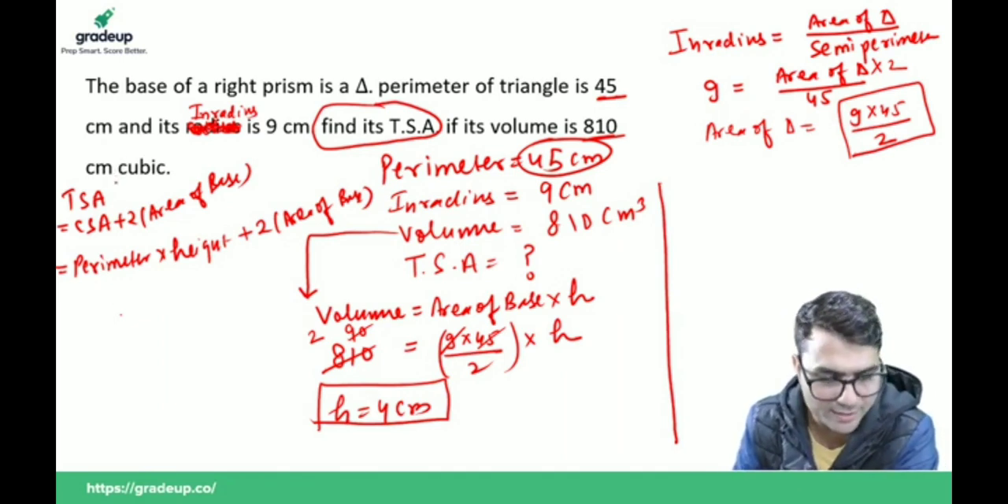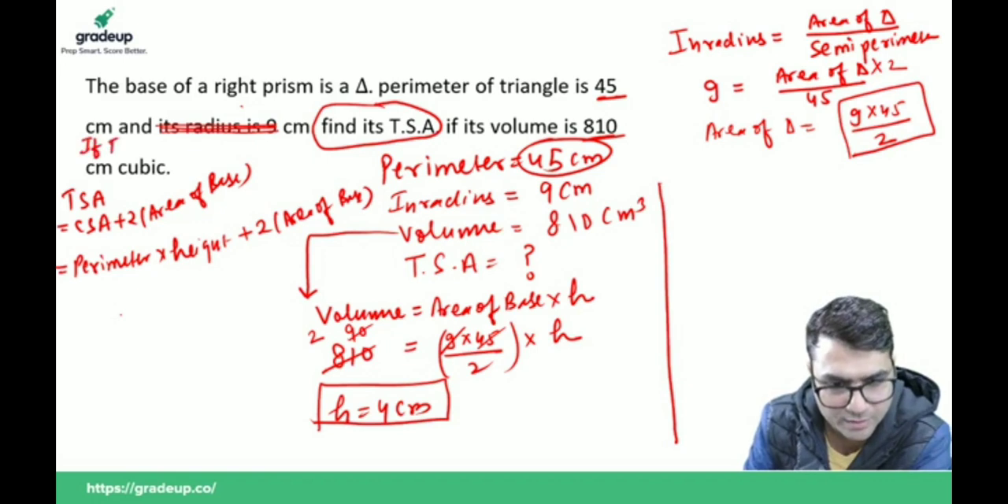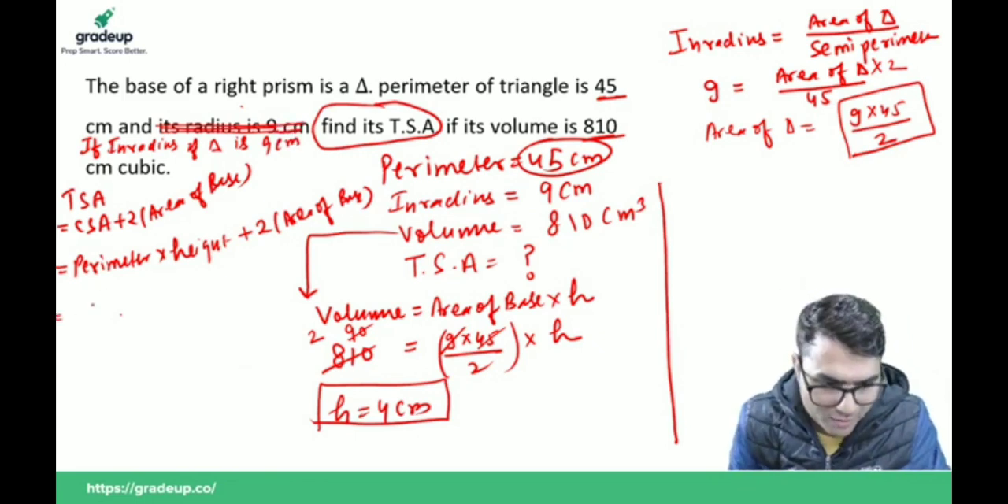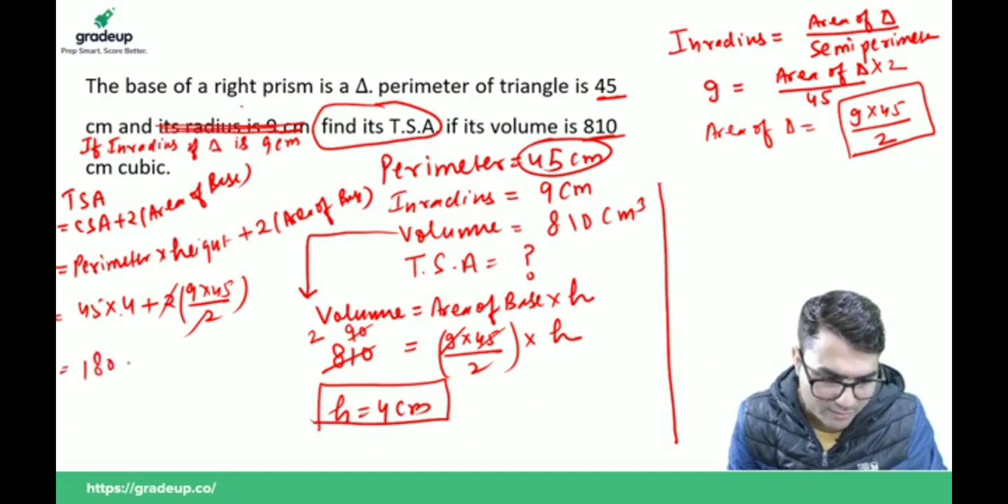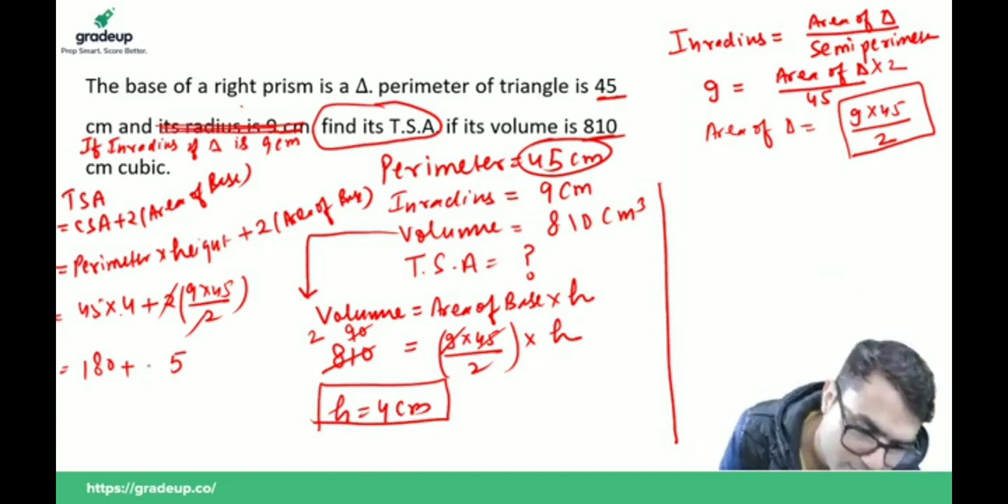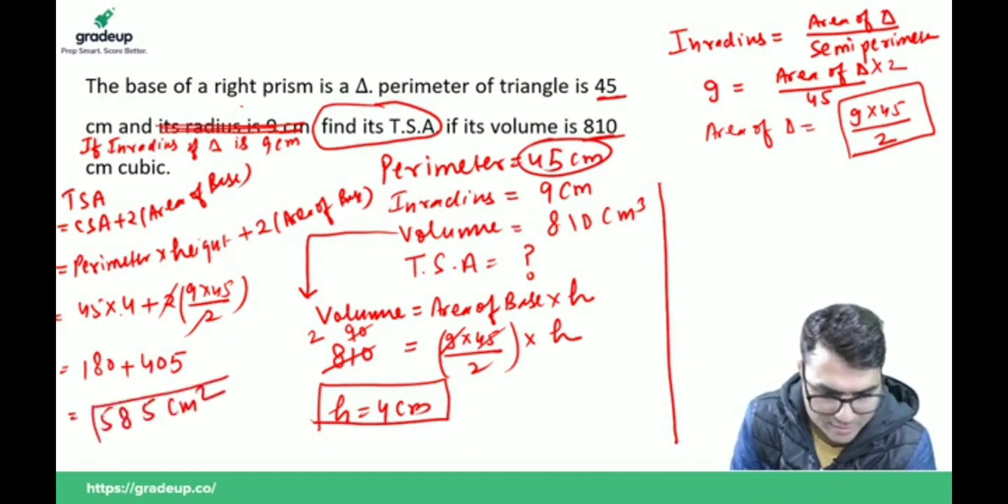Yes, it is the in radius of the triangle only. I can write all this here. If in radius of triangle is 9 centimeter. Now this is perfect. Okay. Now perimeter of triangle is 45, height is 4 plus twice of area of base 9 into 45 divided by 2. This will cancel out with this. This is 180. This is 9 5s are 45. 585 centimeter square is the right answer.